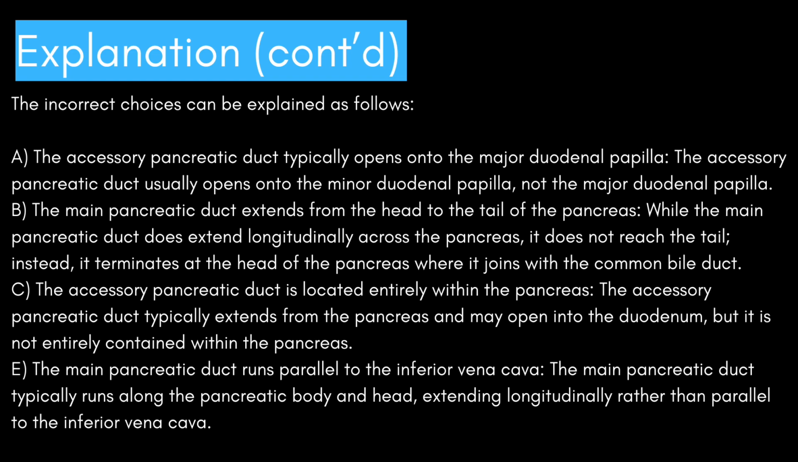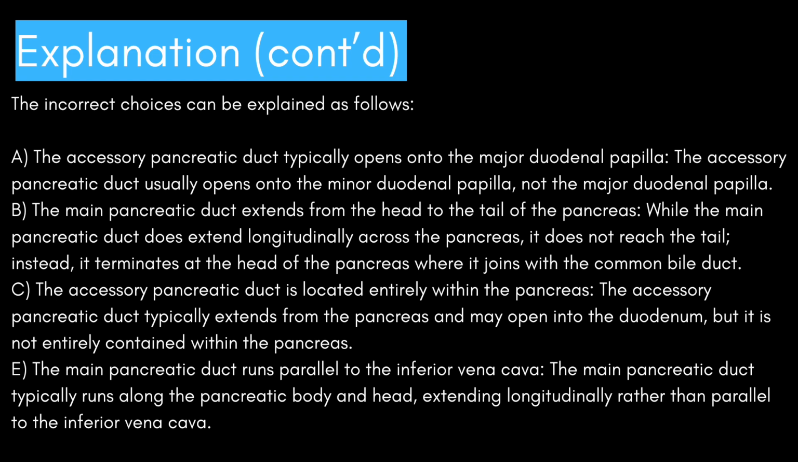B. The main pancreatic duct extends from the head to the tail of the pancreas. While the main pancreatic duct does extend longitudinally across the pancreas, it does not reach the tail. Instead, it terminates at the head of the pancreas where it joins with the common bile duct. C. The accessory pancreatic duct is located entirely within the pancreas. The accessory pancreatic duct typically extends from the pancreas and may open into the duodenum, but it is not entirely contained within the pancreas.